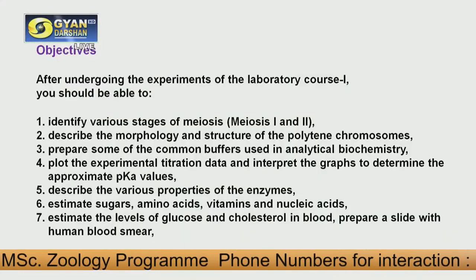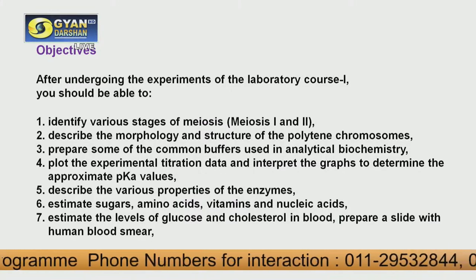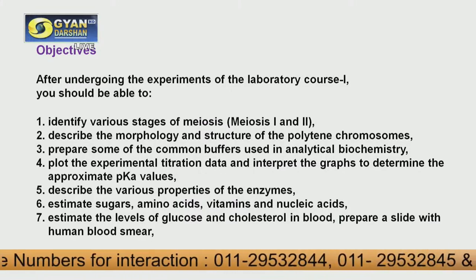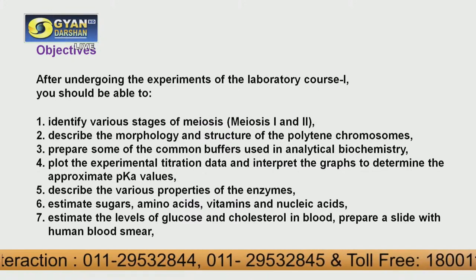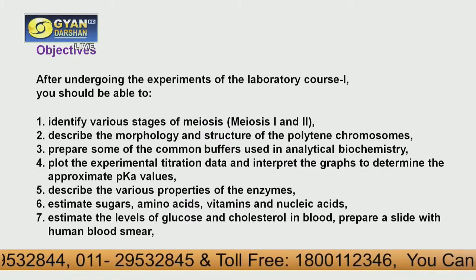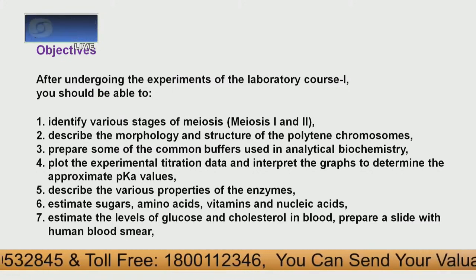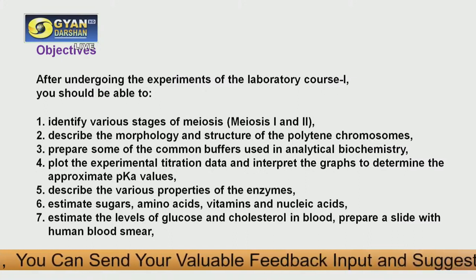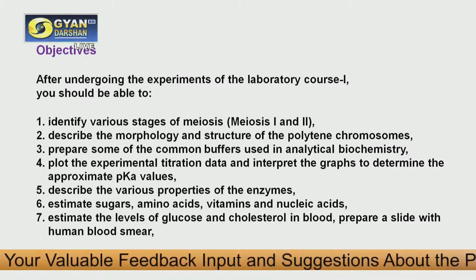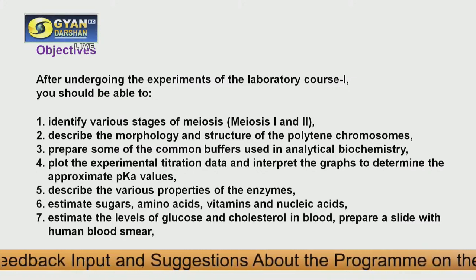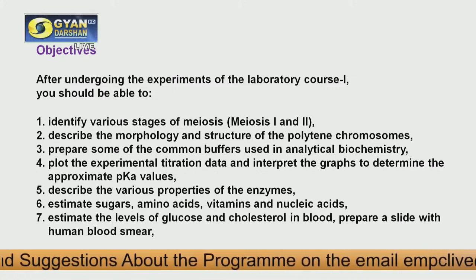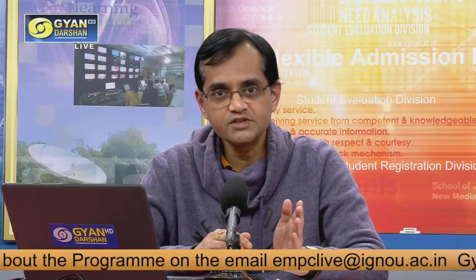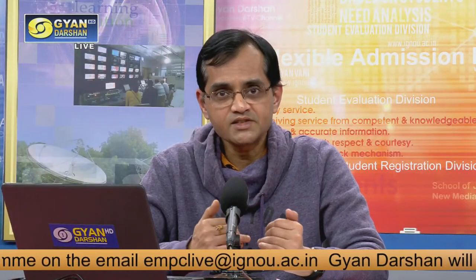So objectives: after undergoing the experiments of the laboratory course 1, you should be able to identify various stages of meiosis, describe the morphology and structure of the polytene chromosomes, prepare some of the common buffers used in analytical biochemistry, plot the experimental titration data and interpret the graphs to determine the approximate pKa values. I will be discussing each of these experiments in the later sessions. So for the time being, just take a note of what you are going to learn.